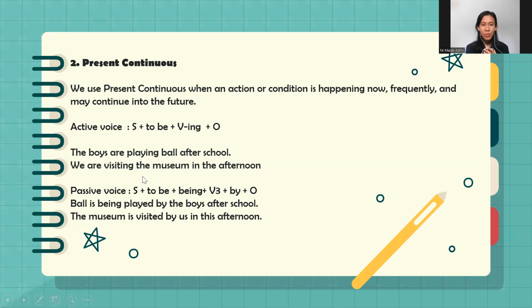The museum, which was the object before, now becomes the subject, then is to be, and then visited is verb 3 of visit, by us. We is changed to us, and then this afternoon.